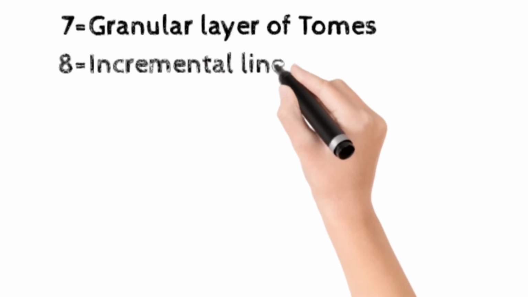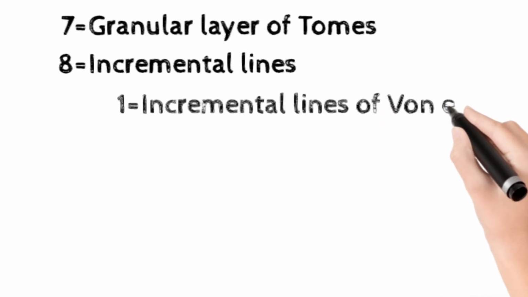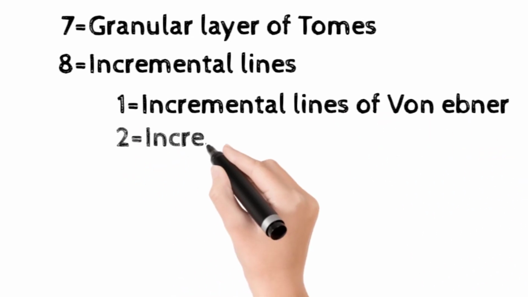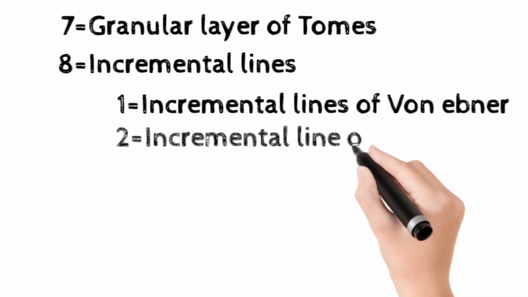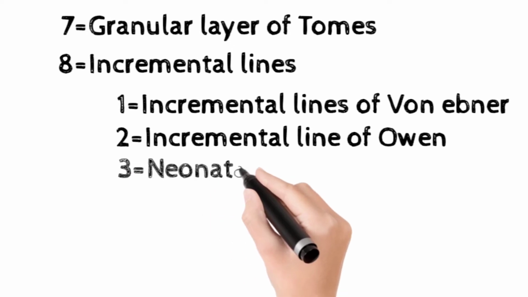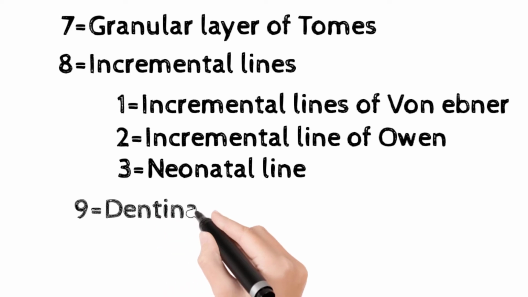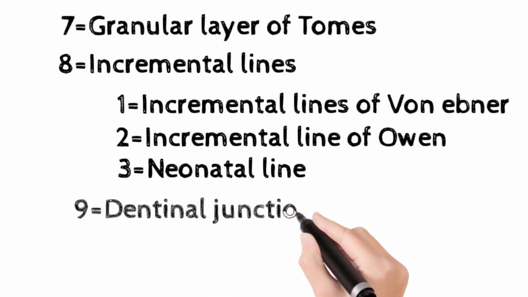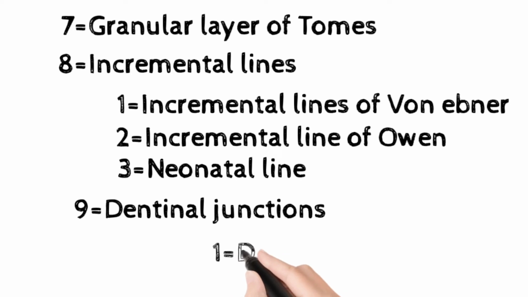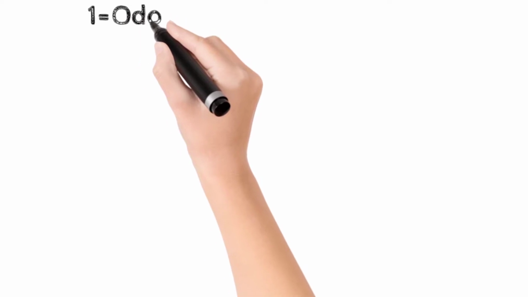Then about incremental lines. In incremental lines we will study about 3 incremental lines. Number 1, incremental lines of Von Ebner. Second is the incremental line of Owen. And the third is the neonatal lines. And the last is the dentinal junctions. There are 2 types of dentinal junction. Number 1 is DEJ, dentino-enamel junction. Second is the DCJ, dentino-cemental junction.